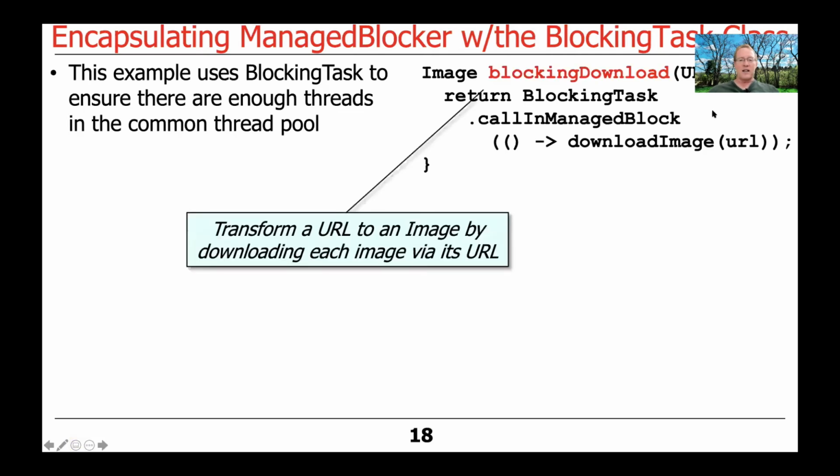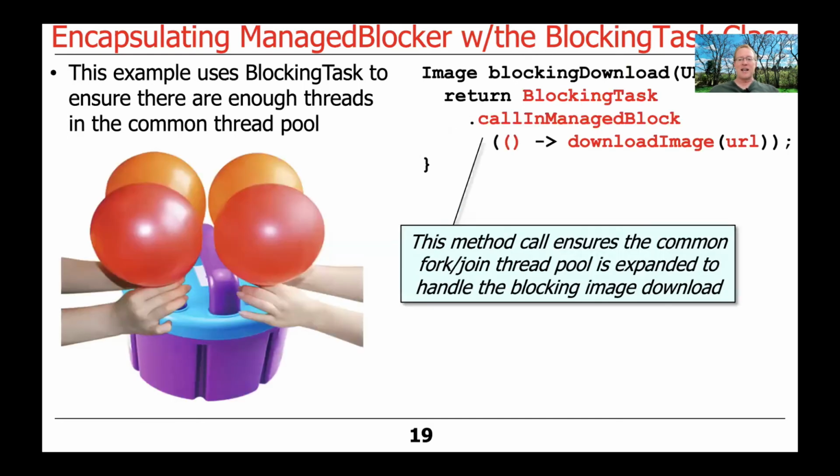blockingDownload takes a URL and returns an image by downloading it. And as you can see here, it does a call to BlockingTask.callInManagedBlock. What that does is it takes a lambda expression, and that lambda expression is going to go ahead and do whatever it needs to do. From the point of view of the BlockingTask callInManagedBlock method, it doesn't know, it doesn't care. It just thinks of it as a supplier, so it can do whatever it needs to do. And in this case, the supplier is going to download the image at a given URL, which of course is likely to block, especially if it's a large image you're downloading.